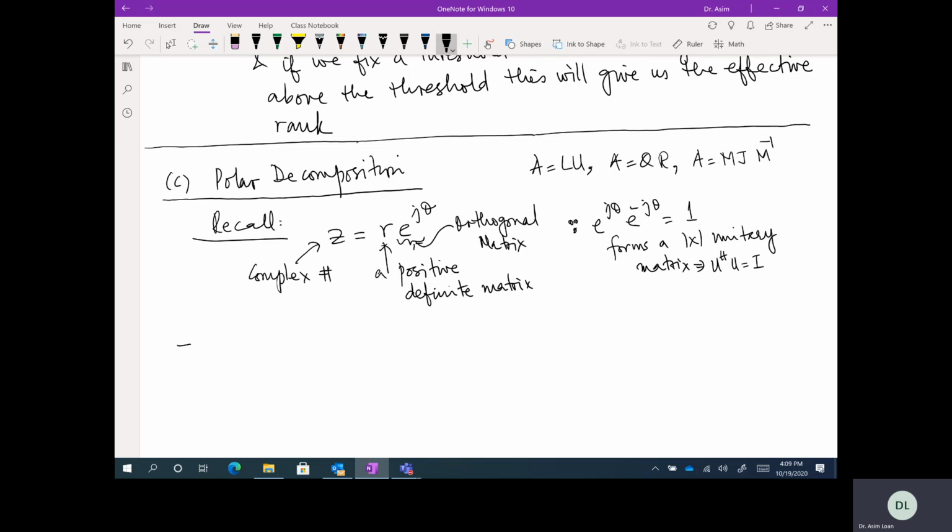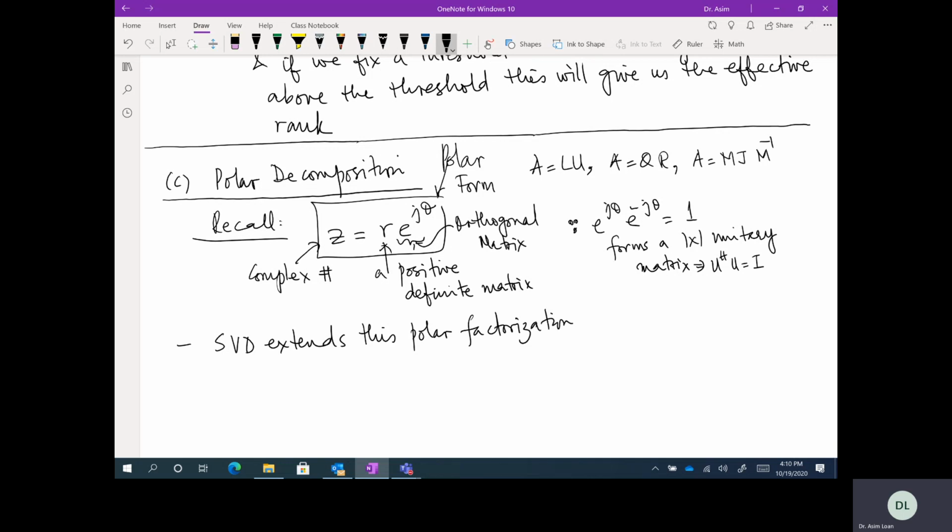So we can extend SVD. So SVD extends this polar factorization. This is the polar form of the complex number. One is the polar form, the other is the rectangular form. So SVD extends this polar factorization to matrices of any size.